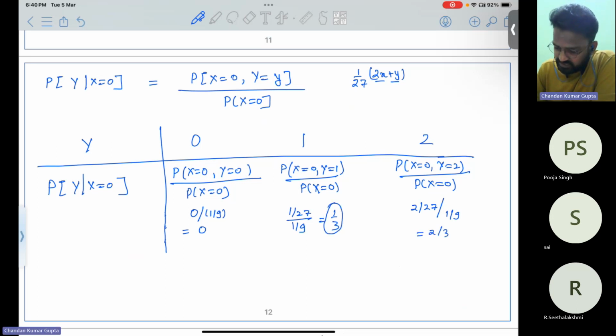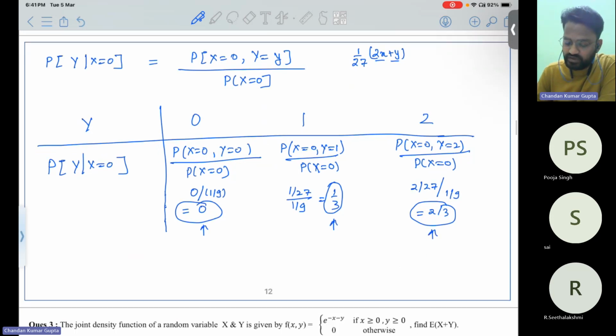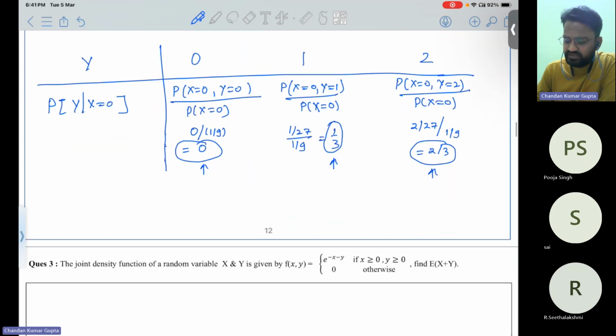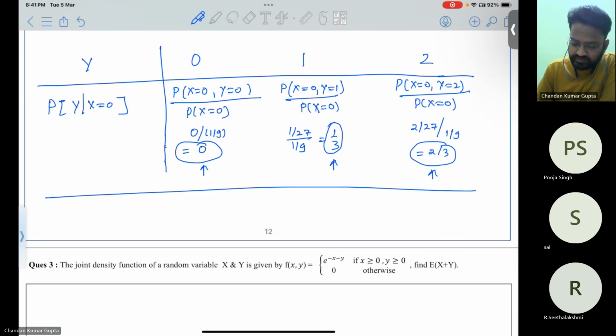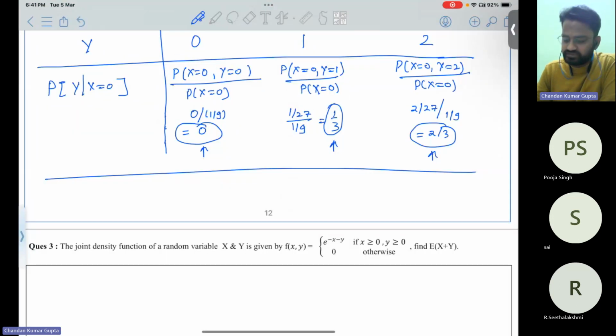Okay. So these are our values. The probability that y given x is equal to 0 is this, y equal to 1 this, and y equal to 2 this, and taking the summation, we will get probability equal to 1. That means it is a proper distribution. This can be calculated also like this. If anyone has any doubt, he or she may ask.